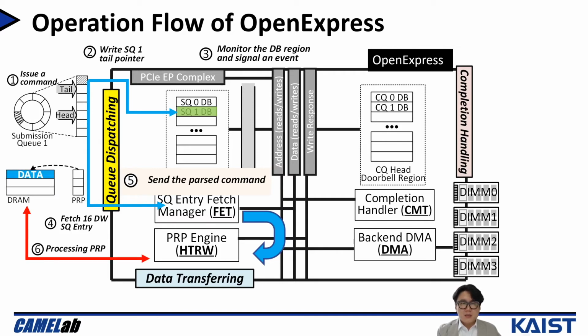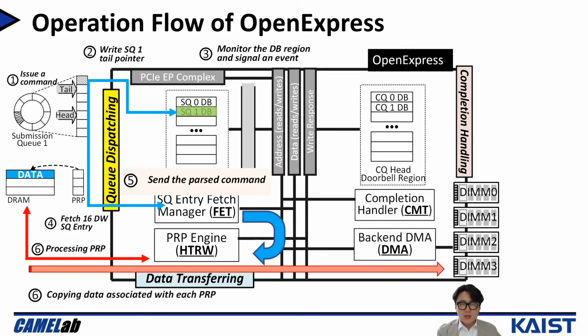Now the PRP engine will go through the host system memory again, and then parse the PRP entry information. And once it has figured out all the locations of the data, it copies the data associated with each PRP pointer to the underlying storage backend.